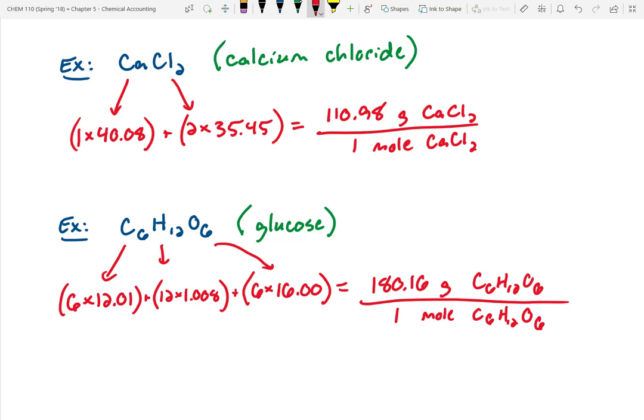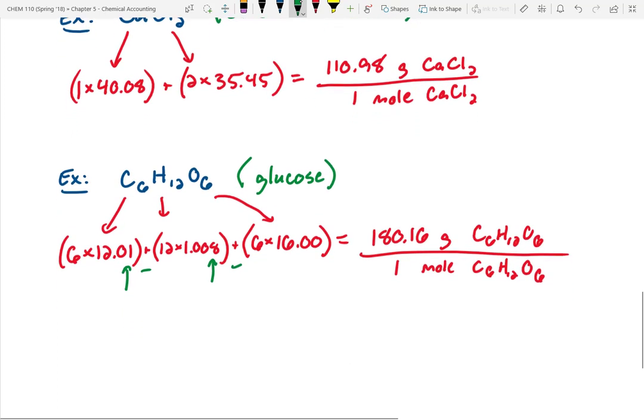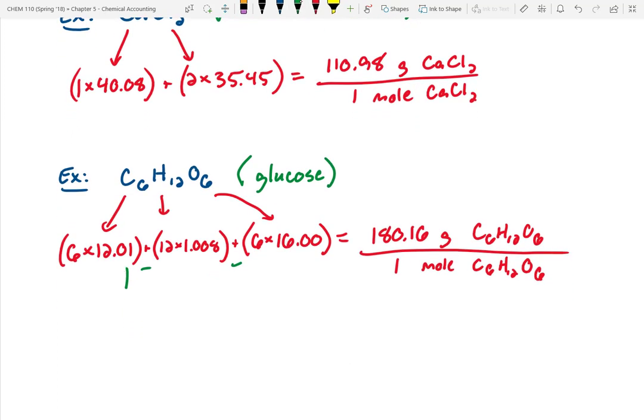If you remember too, because we're adding each of these, we need to have the least precise measurement be the last decimal point shown, or the last digit shown. So for example, this is only accurate to the hundredths place, where this one's accurate to the thousandths place. That means our final answer can only be accurate to the hundredths place too. So try to remember your sig fig rules even when you're doing this.